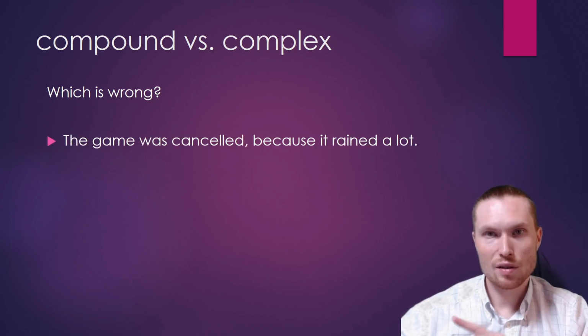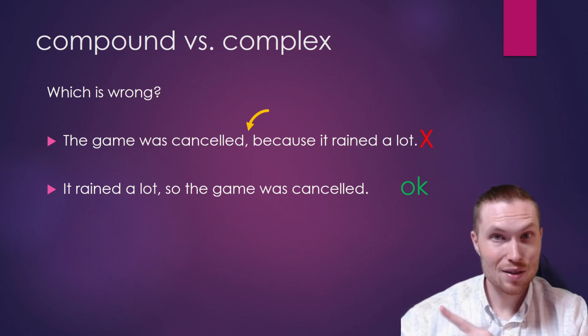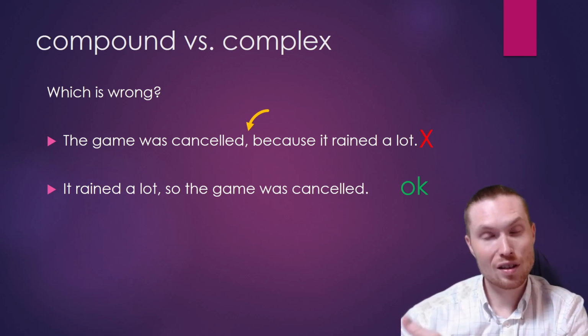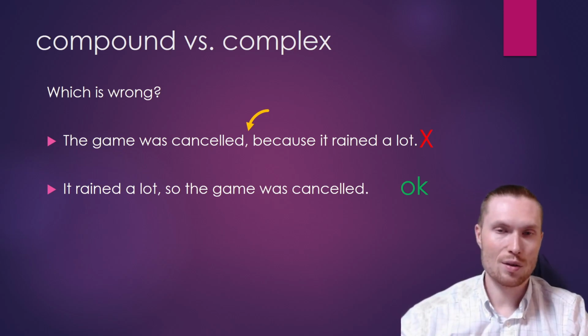Same thing. Which one is wrong? The game was canceled because it rained a lot. It rained a lot, so the game was canceled. Which one is wrong? Again, the first one is wrong. And again, the problem is with commas. So here in this top example, this is a complex sentence, and the dependent clause is second, so we don't need a comma here. The second sentence is okay.